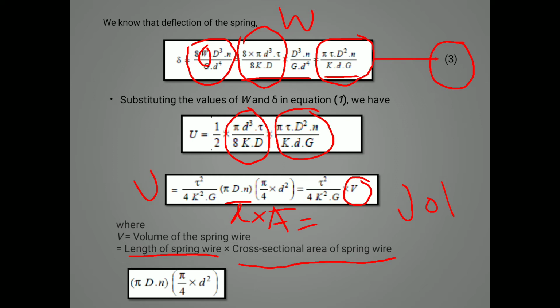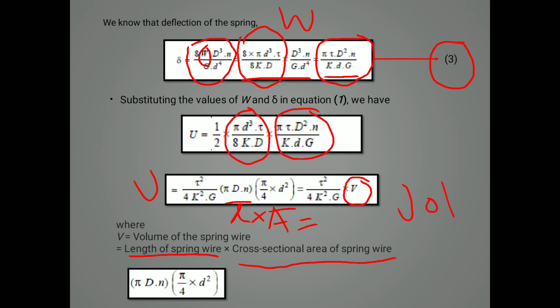So finally we will get the energy stored in spring, that is capital U is equal to tau square upon 4 k square g into V. So this is the equation which gives us the energy stored in spring.